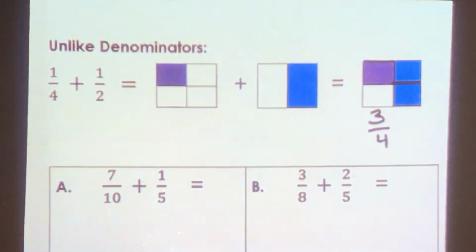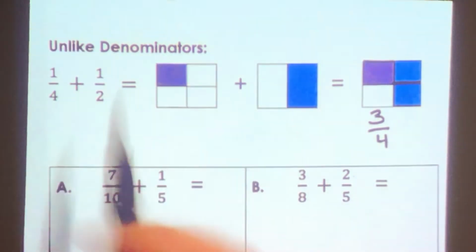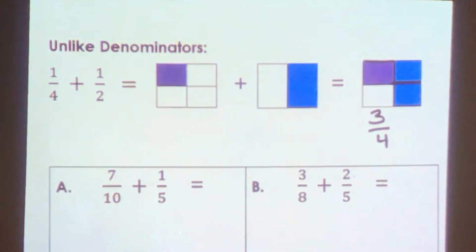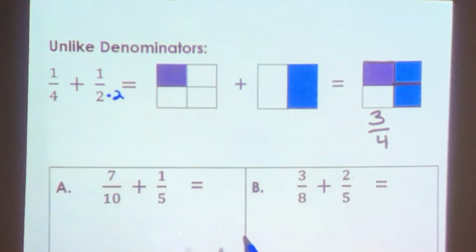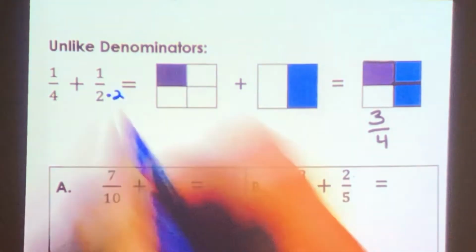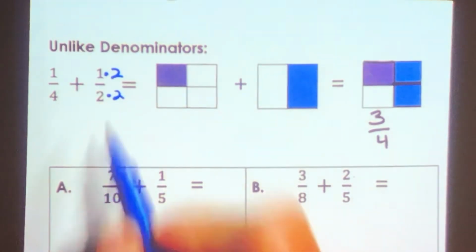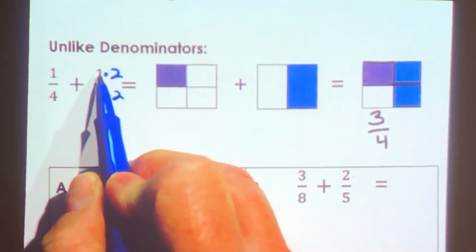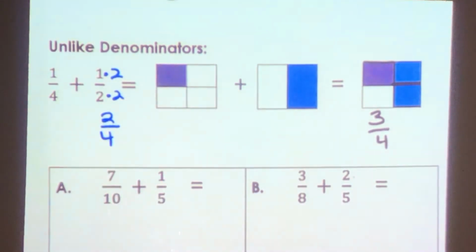So let's try that. When I look at 1/4 and 1/2, I know that I can multiply 2 by something to get 4, right? I can multiply 2 by 2. So if I multiply 2 by 2 to get 4, whatever I do to my denominator, I have to also do to the numerator so that I have an equivalent fraction. So 1/2 is really equal to 1 times 2 is 2, 2 times 2 is 4, 2/4.